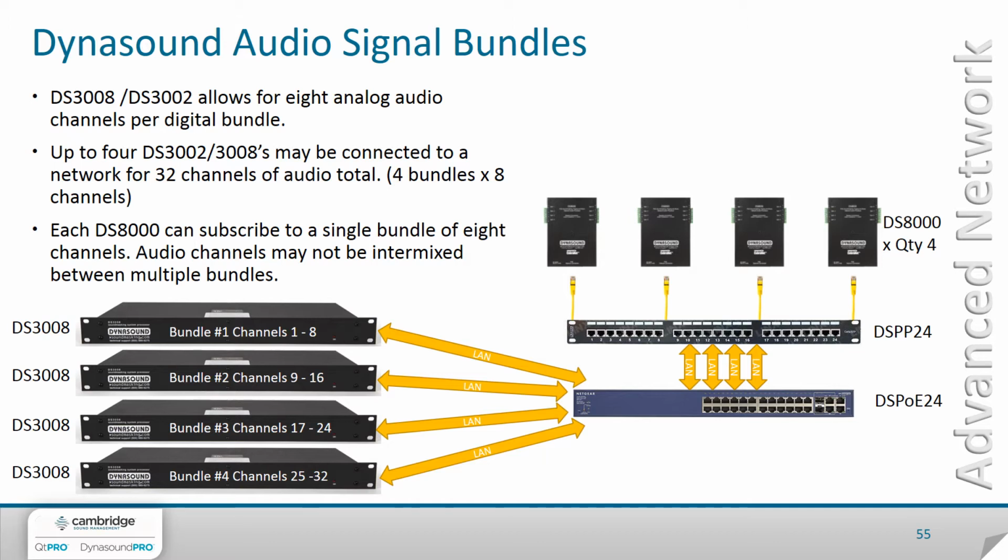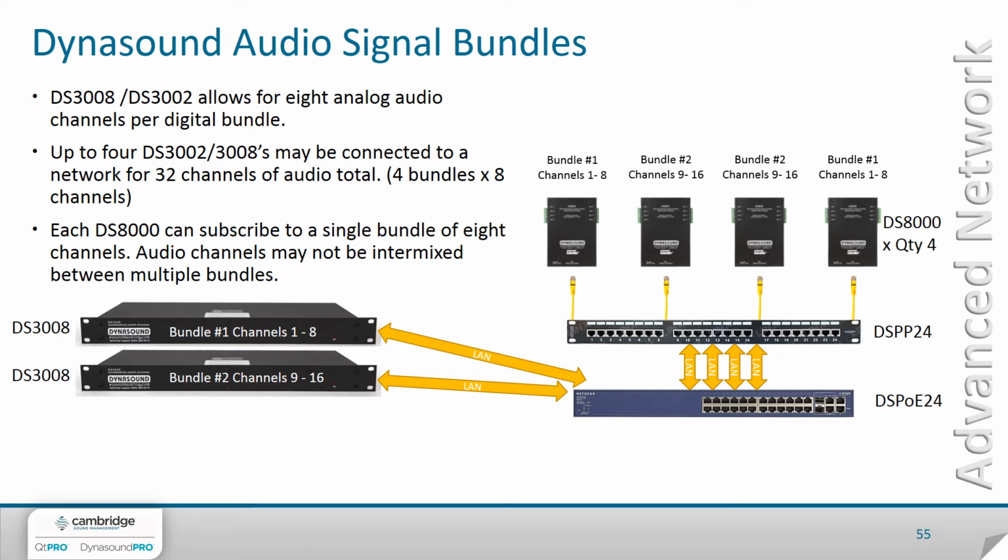DS8000 audio channels may not consist of channels from multiple bundles, however. For example, if 2 DS3008s were connected to a system, the first being bundle 1 and the second being bundle 2, channels 1 through 8 would be placed on bundle 1, and channels 9 through 16 would be placed on bundle 2. Each DS8000 could subscribe to either bundle number 1 or bundle number 2. This would mean that each DS8000 could reproduce any combinations of channels 1 through 8 or channels 9 through 16. It could not, however, reproduce a combination of the two.